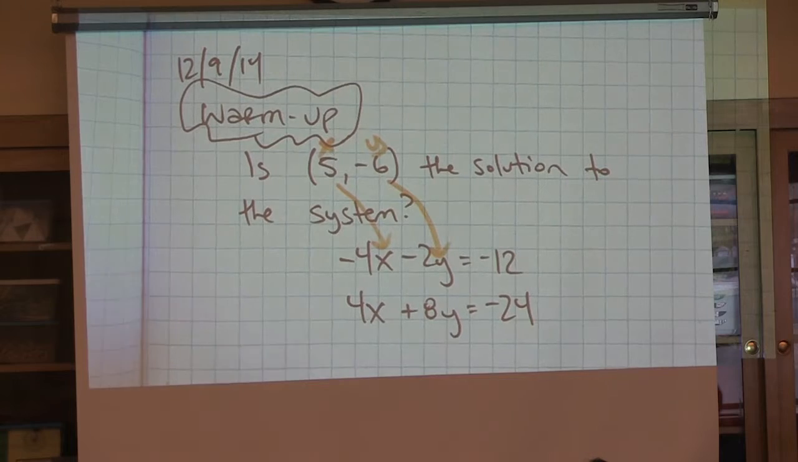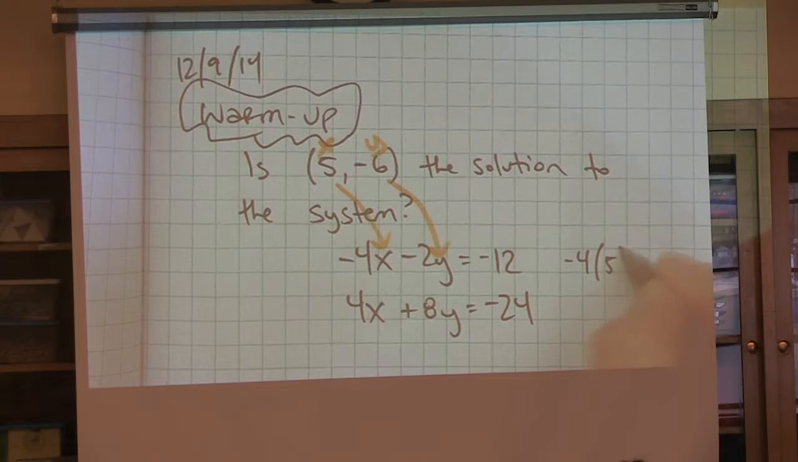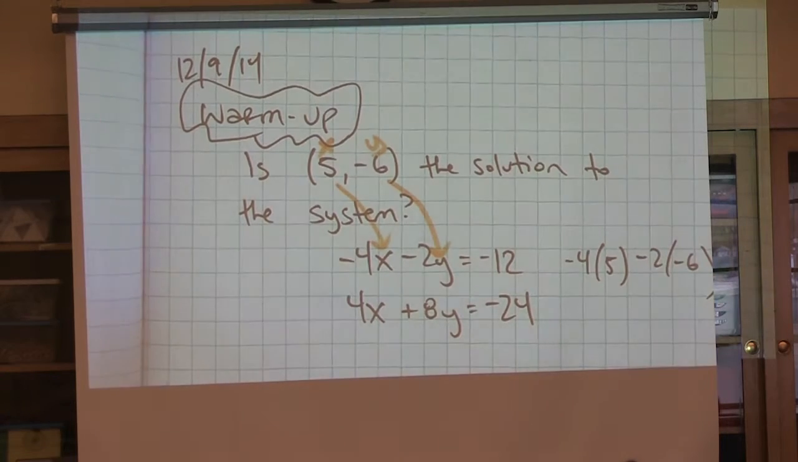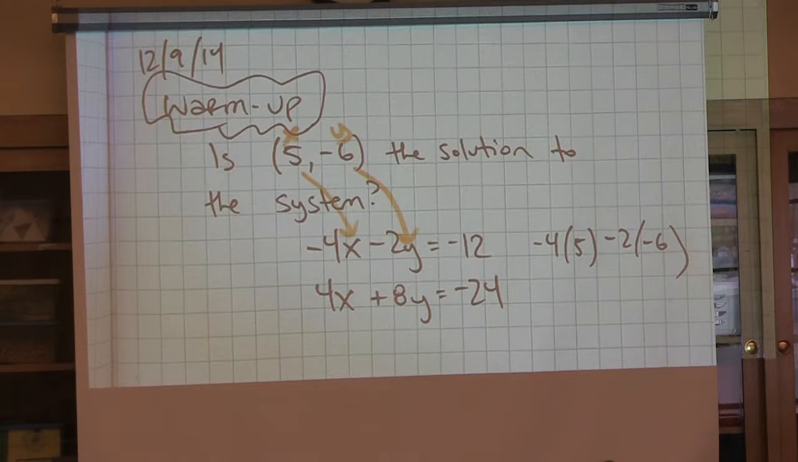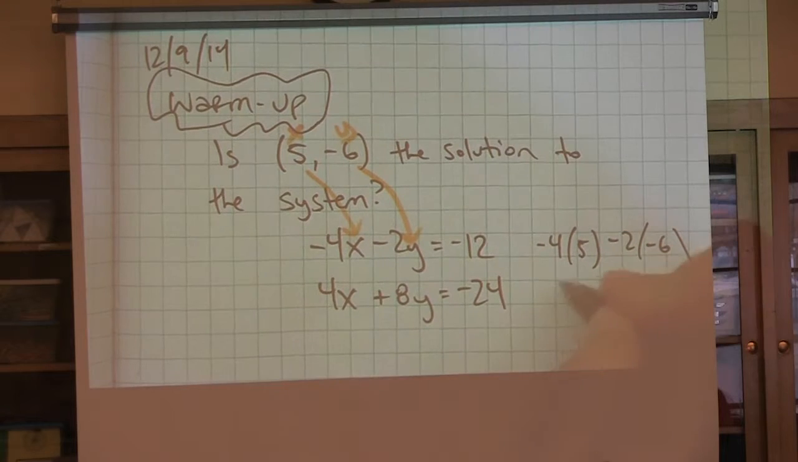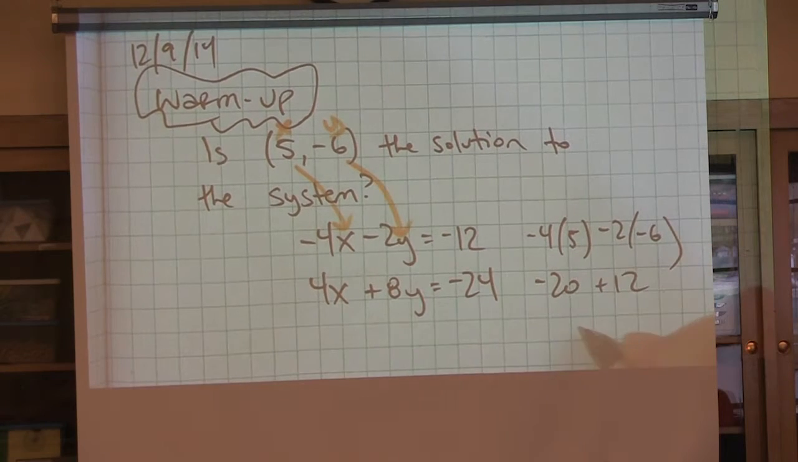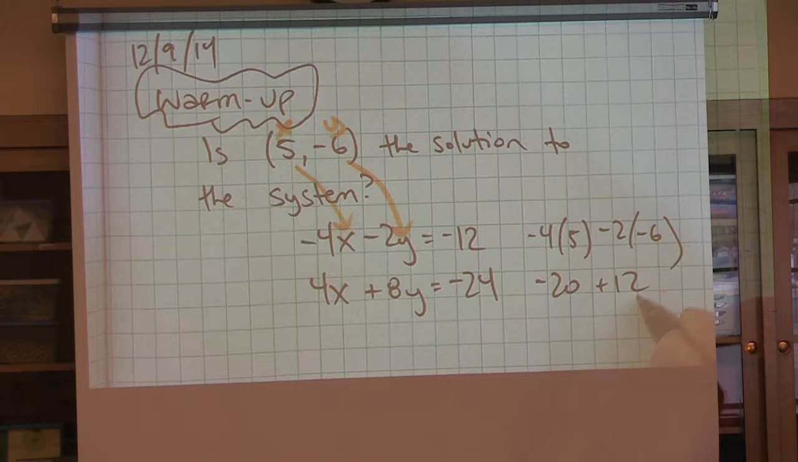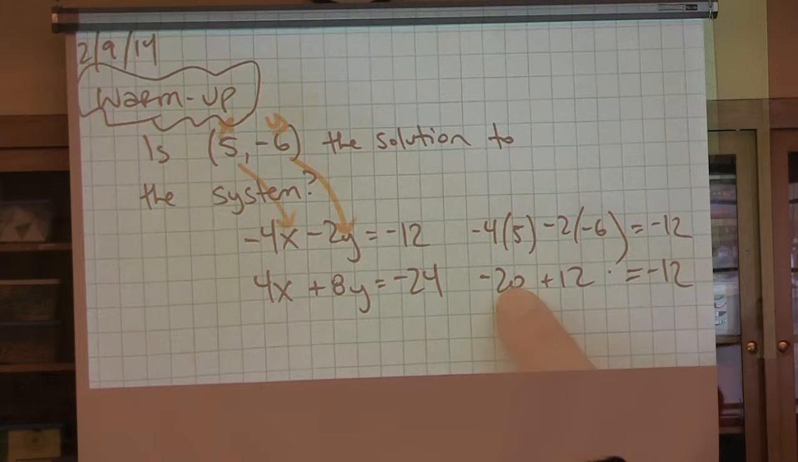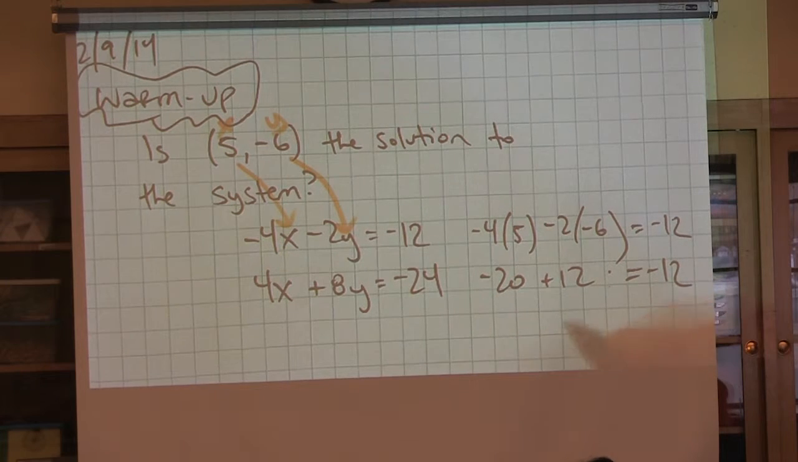Okay. So what happens if I plug in 5 for x and negative 6 for y? Negative 20 plus 12. Is what? Negative 6? This is negative 12? It's supposed to equal negative 12. And when you add them up, what's negative 20 plus 12? Negative 8. Is negative 8 equal to negative 12?